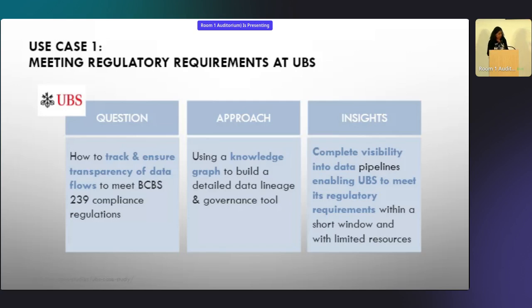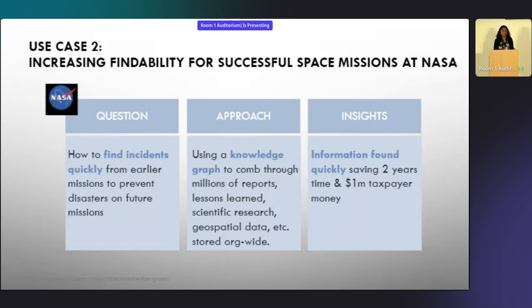So the next use case is using knowledge graphs for data discovery, increasing findability at NASA. Now, the challenge at NASA was, while they were working on a mission to send Orion into space, NASA engineers found that there was an issue with its uprighting mechanism. So rather than spend years redesigning the entire uprighting mechanism, NASA engineers went to NASA scientists and asked for a solution.